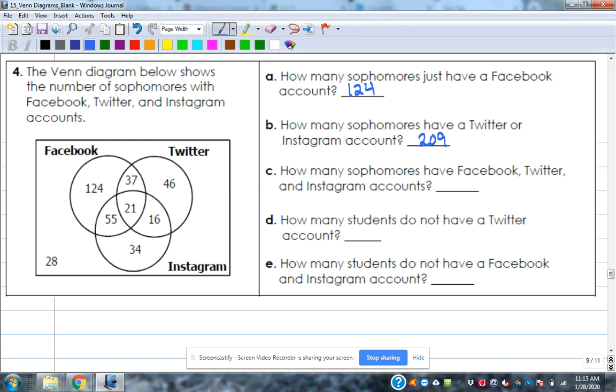numbers. All right. See how many sophomores have Facebook, Twitter, and Instagram accounts. Got to have all 3. Only 21 people have all 3. This little center kind of blown up triangle is kind of like what it looks like. That is the overlap of all 3. 21. D, how many students do not have a Twitter account?